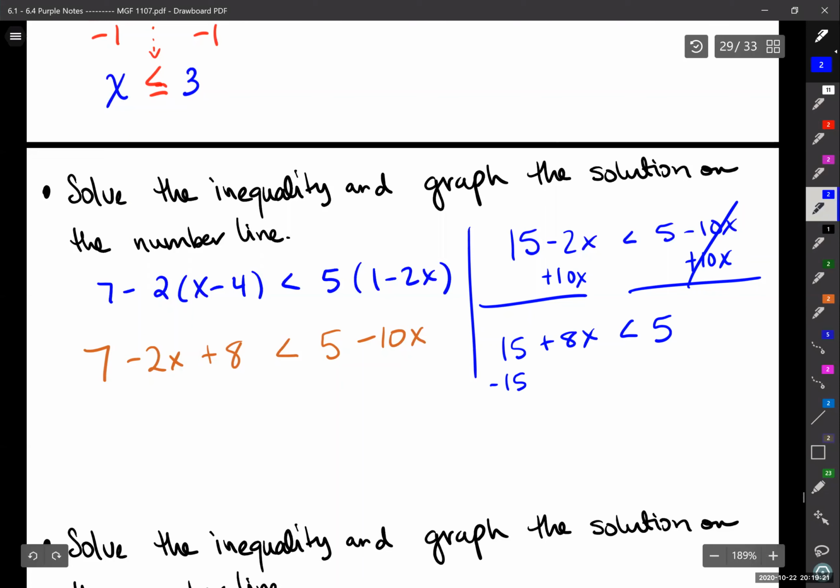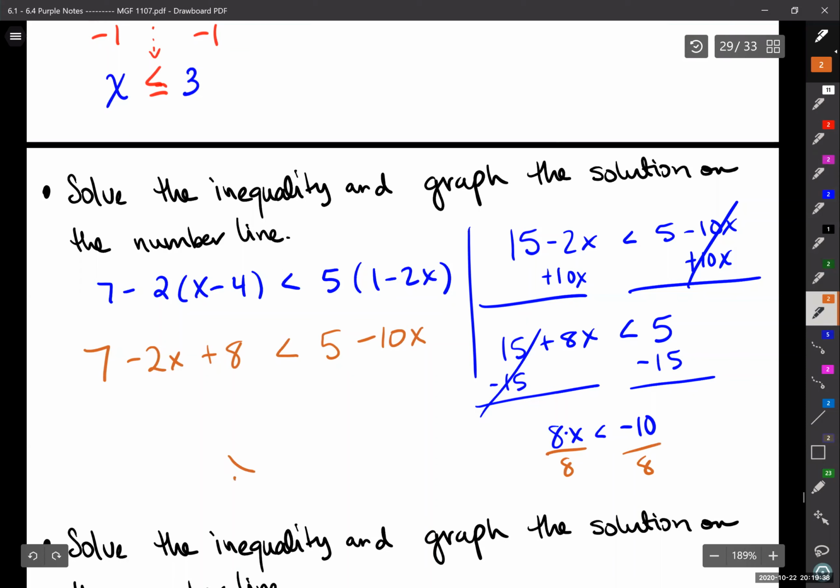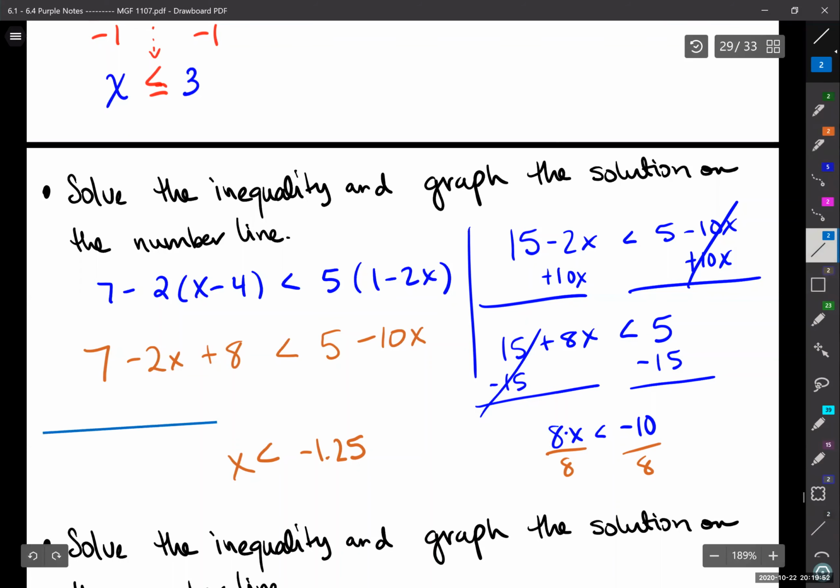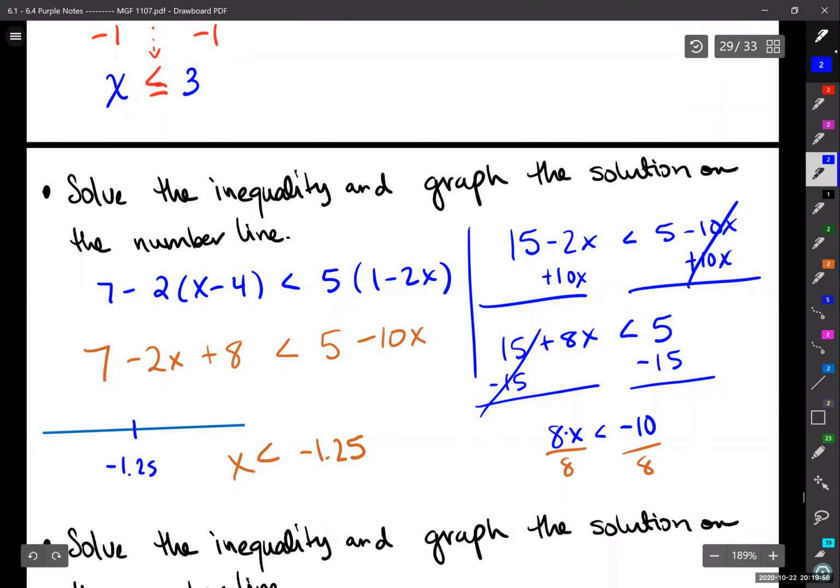We'll subtract 15 from both sides. 8x is less than negative 10. Finally, to get x by itself, we would divide both sides by 8. So x is less than, we know it will be negative, but specifically, that's negative 1.25 when we evaluate in our calculator. So we just draw our number line. We want to be strictly less than negative 1.25, open circle, and all the values before.